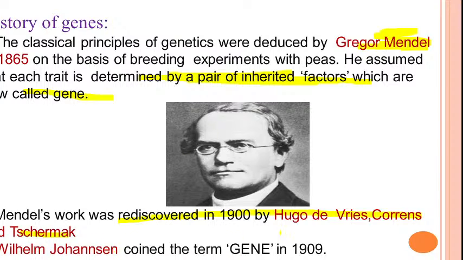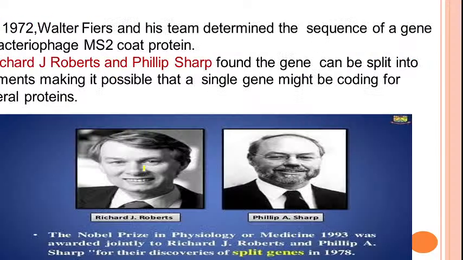Then in 1909 the scientist Wilhelm Johannsen coined the term gene. So the gene was there from Mendel, but we were not able to know it at that time. It was known as characters basically, but it is the genes that control a particular character or trait. Then in 1905 we have William Bateson who coined the term genetics.